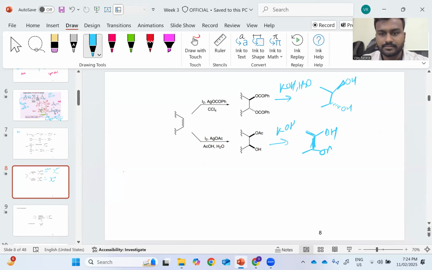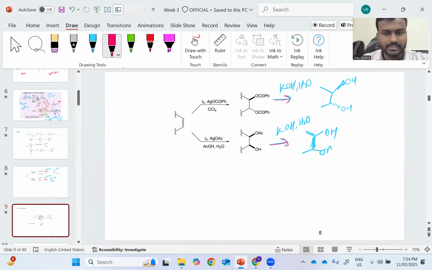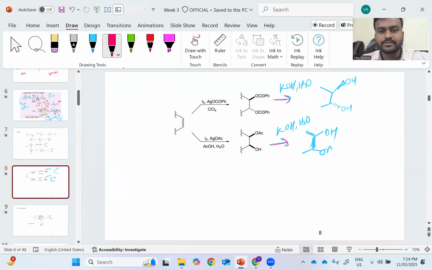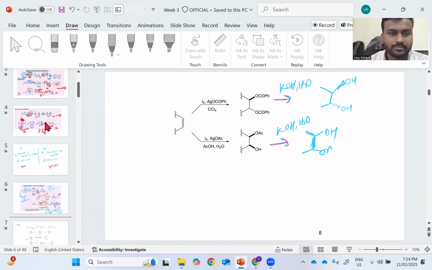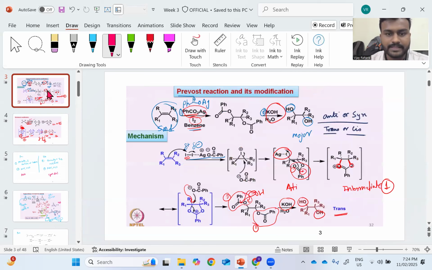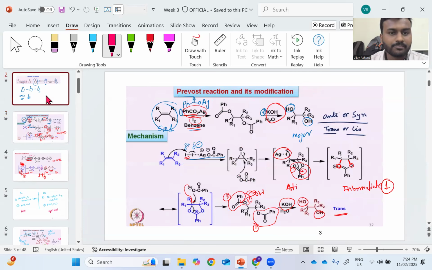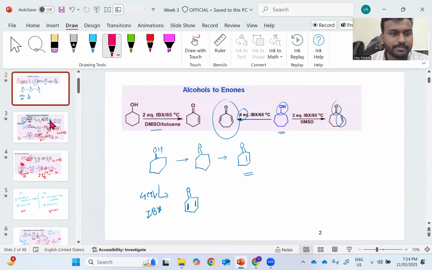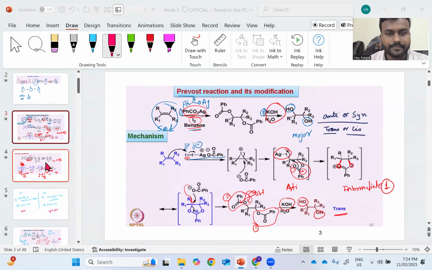So these are the steps involved in this 1,2-diol formation that we have already studied previously. By using this method, the Woodward as well as the Prévost reactions, we are able to make the 1,2-diol, right?